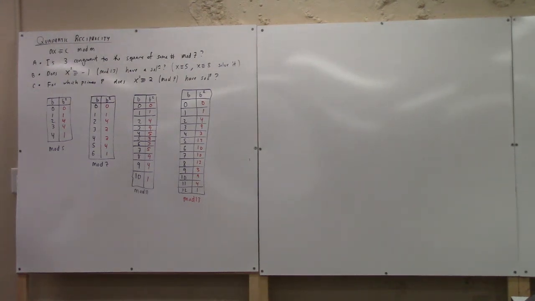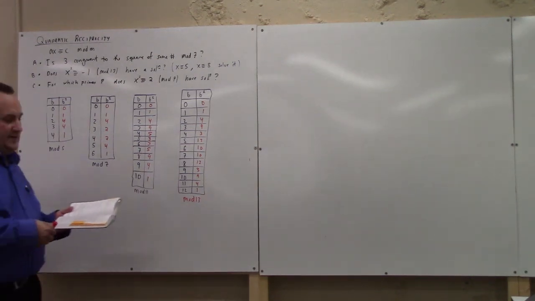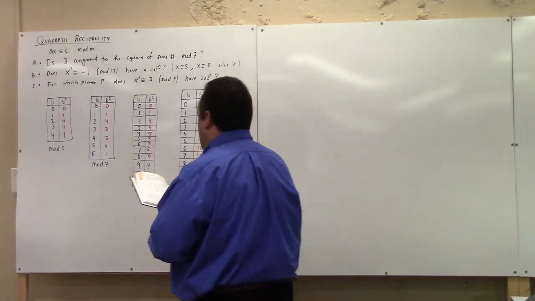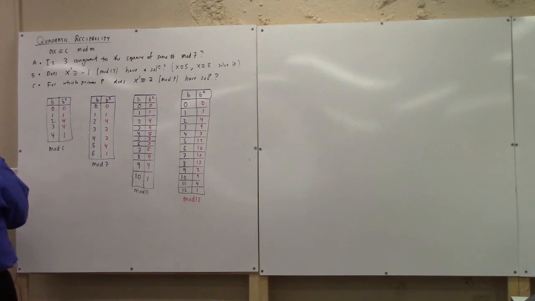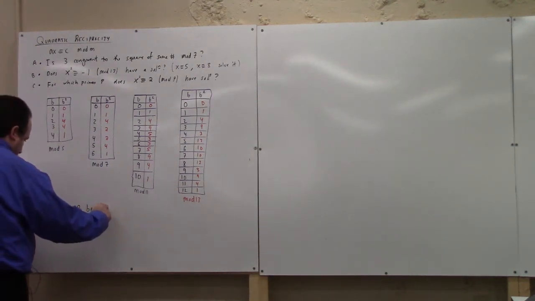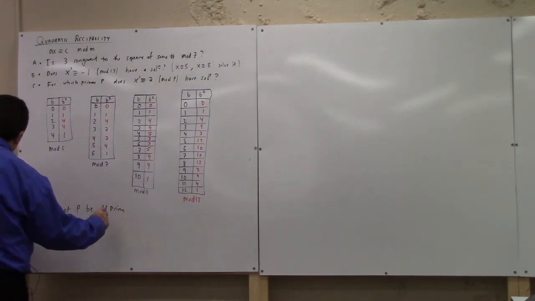He says, how can we describe this pattern with a formula? And so he turns this into a theorem. This is all kind of a warm-up for the actual thing, so I probably should move past this. But his theorem is this: let p be an odd prime.